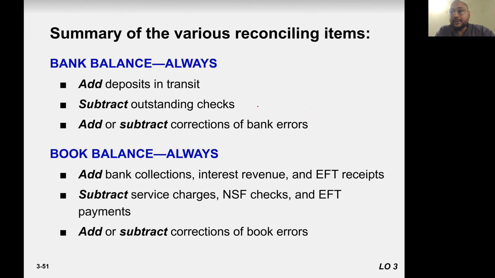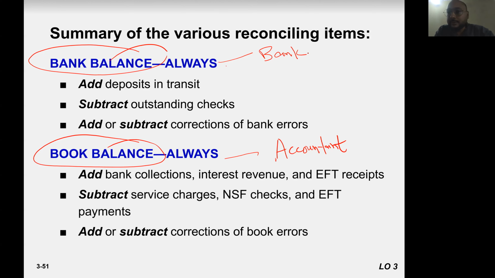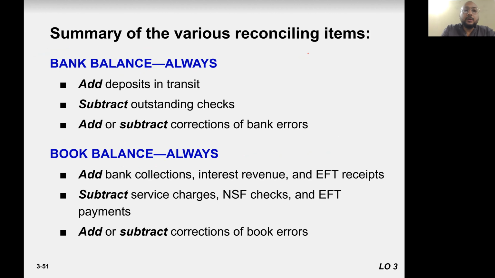So the summary of various reconciliation items: we have a bank side and a cash book side. The cash book is maintained by our company's accountant, and the bank side is maintained by the bank where we have our cash account or bank account, okay? So how do you reconcile? First, we add deposits in transit, because the bank doesn't know that they are coming, since the check of the customer is deposited but will be cleared in 2 or 3 days.